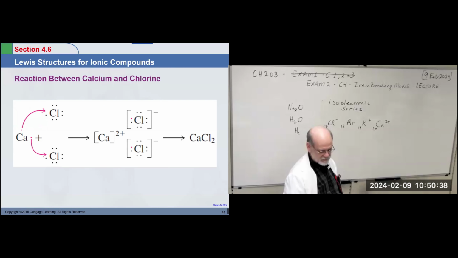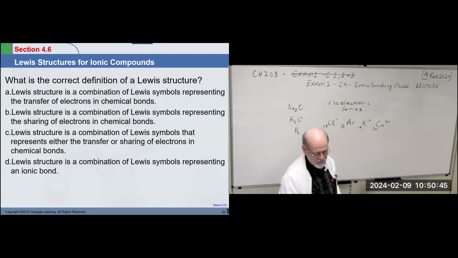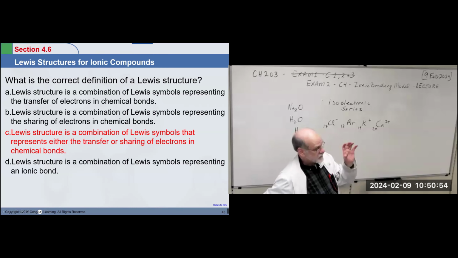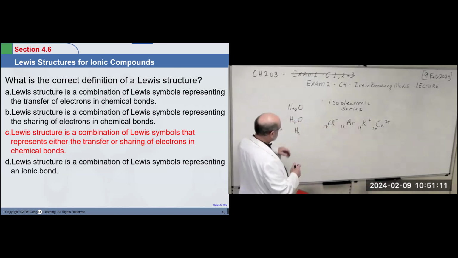All right, another example. What's the correct definition of the Lewis structure? Well, it's a combination of the element symbol and the number of valence electrons. Actually, we have done some compounds with Lewis structure. We did sodium and chlorine, but you can draw the Lewis structure for compounds, like for this one.